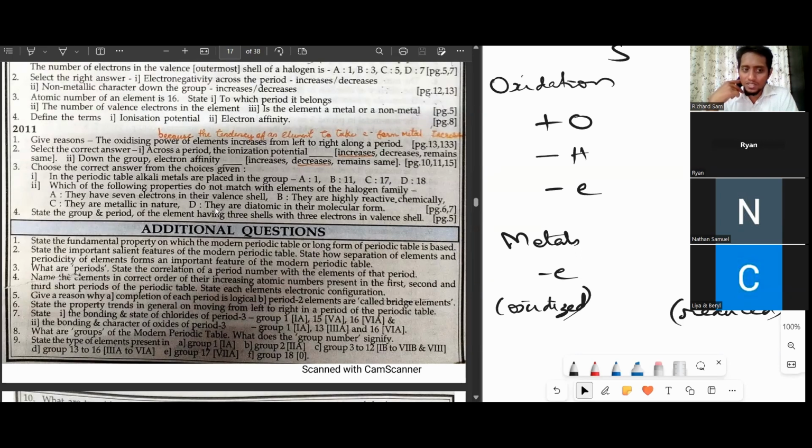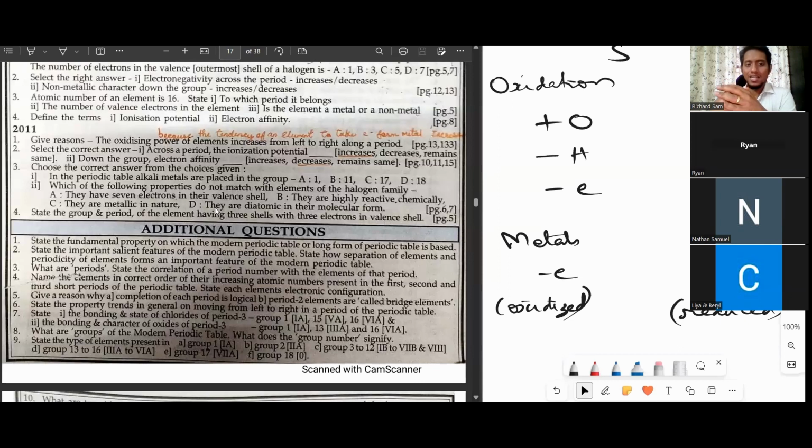So what's the answer for this? C. C is metallic. Are halogens metals? Halogens are to the right, so they are non-metals. So that is false. Everything else is correct. They have 7 electrons. B is they're highly reactive chemically. Yes, everything in group 7 is highly reactive because they just need one electron to take. That's easy. So they are very reactive.